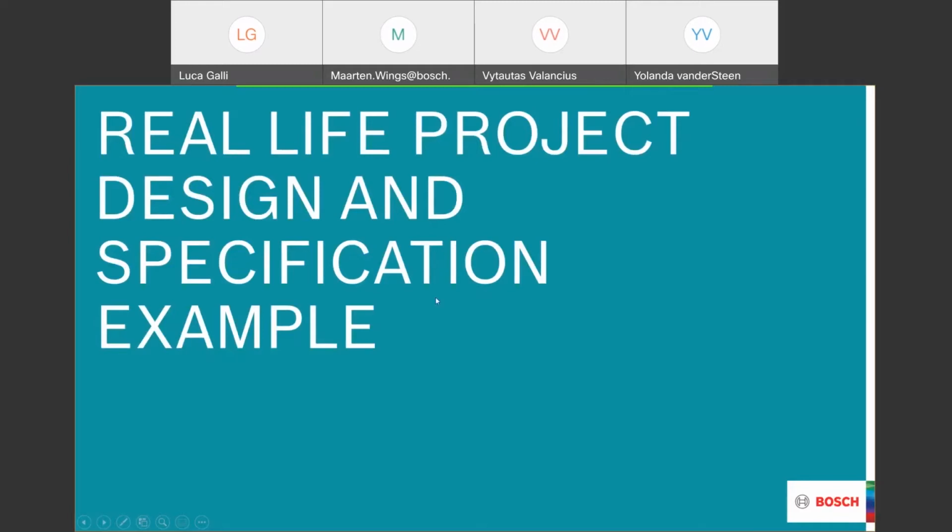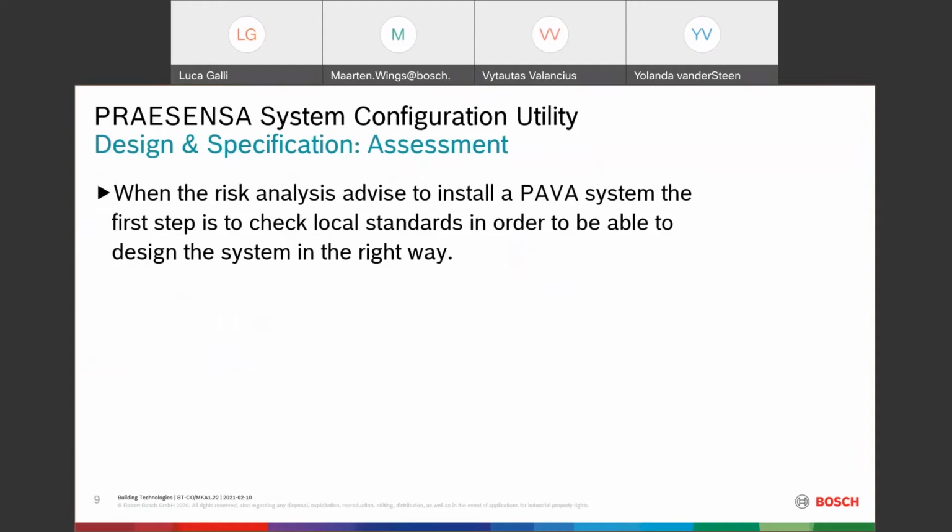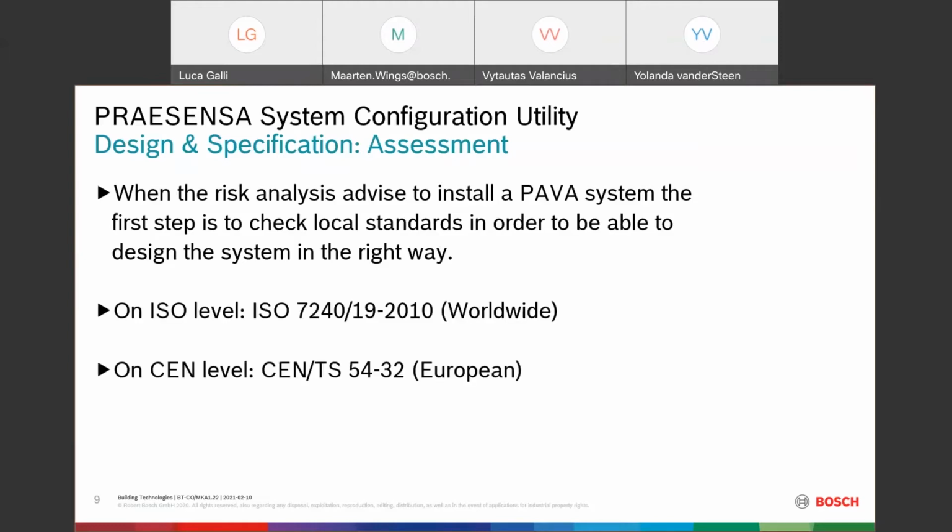So we will go very quickly through the main steps of project design in order to understand how to use the configuration tool for PRAESENSA in the best possible way. As you all know, when starting the system design for PAVA, we have to do a risk analysis. When the risk analysis advises installing a PAVA system, the first step is to check local standards in order to design the system in the right way.